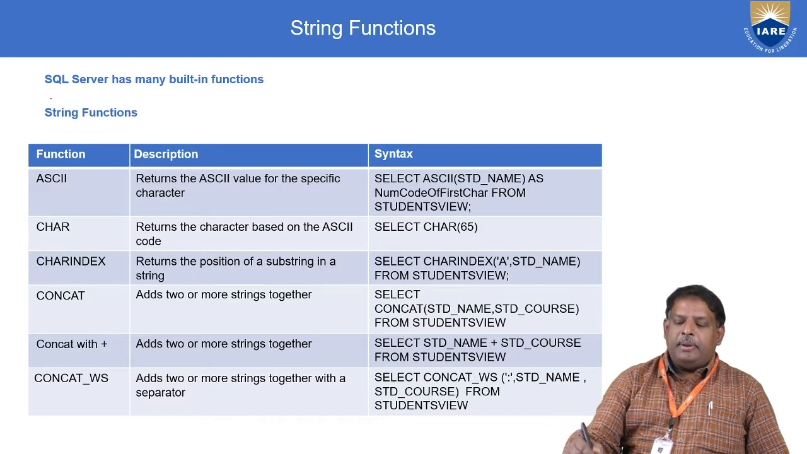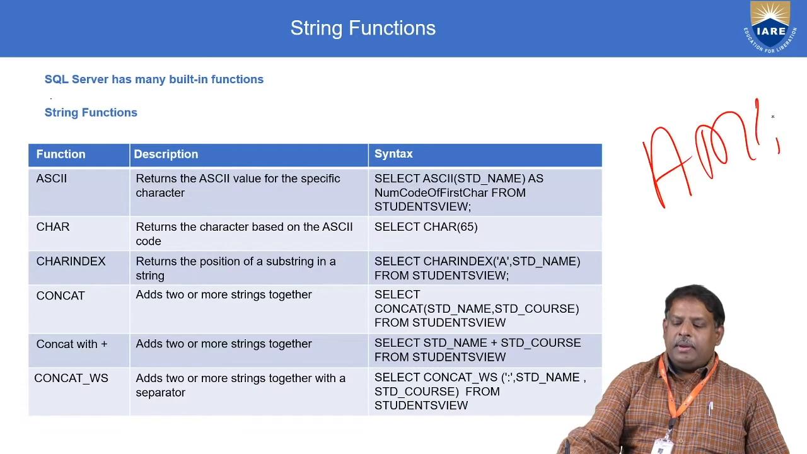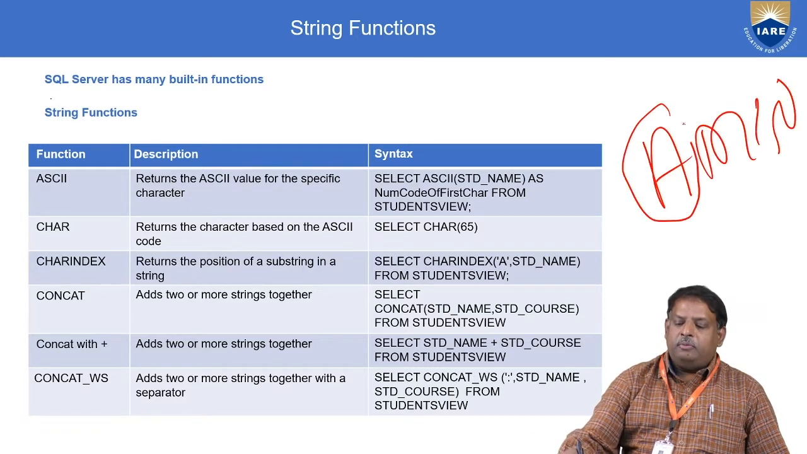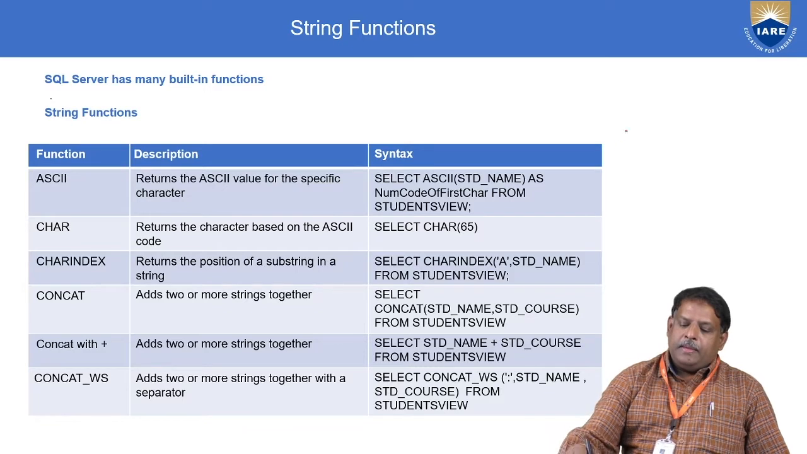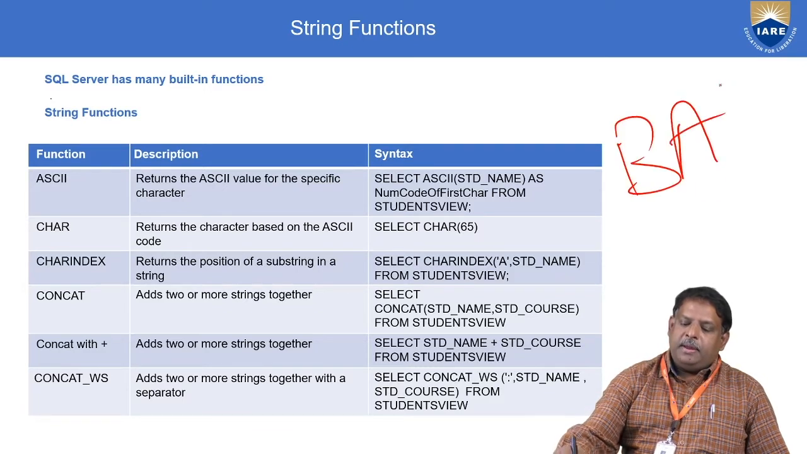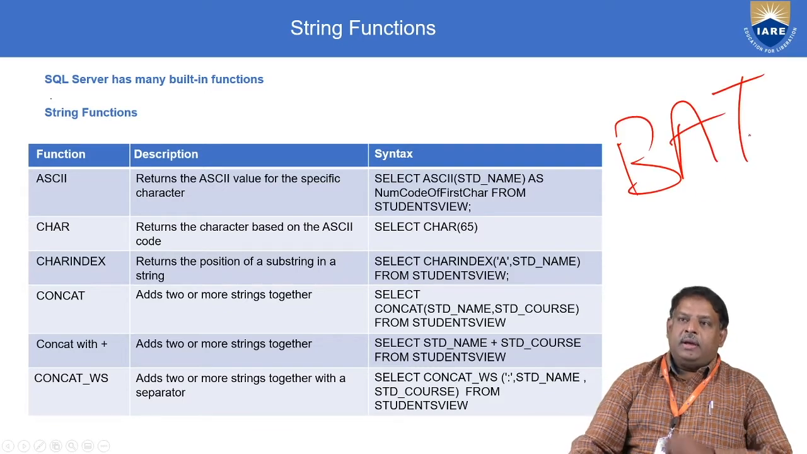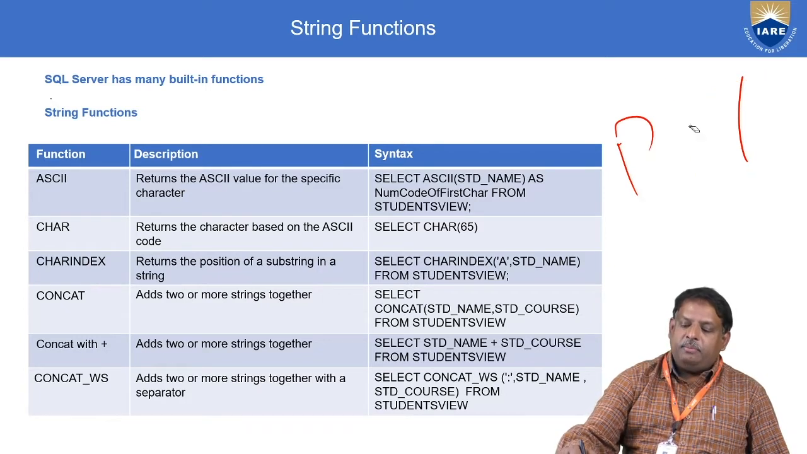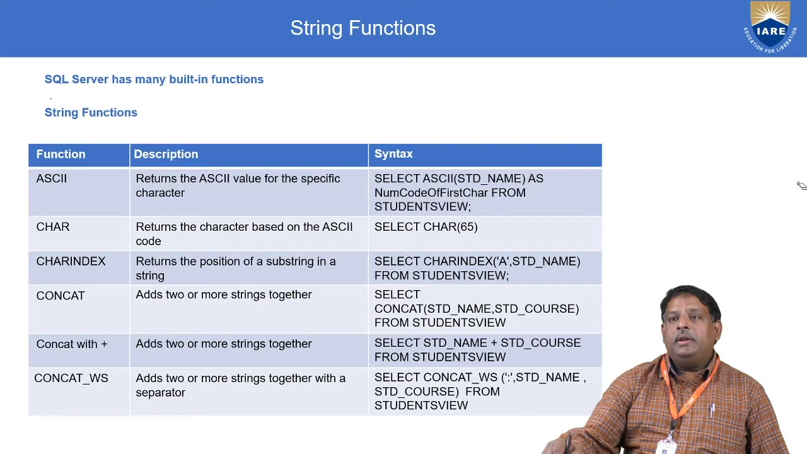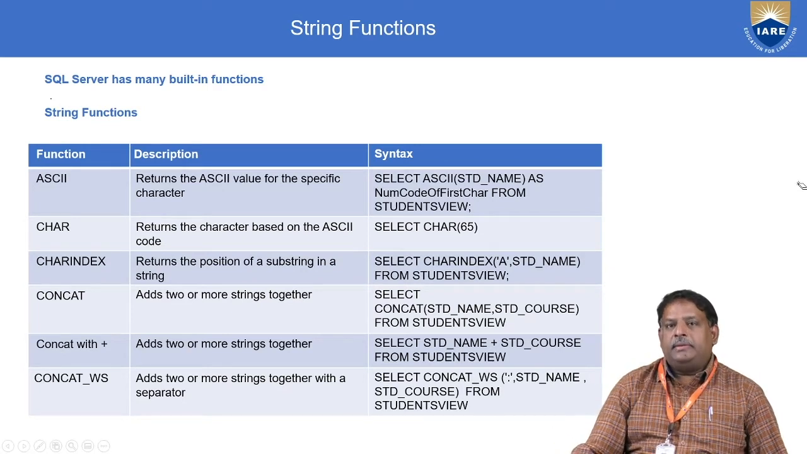Suppose my name is Amin. Here the charindex of A would be 1. If my name is BAT, the first occurrence of A is the second character, so my charindex would be 2. This is the charindex.